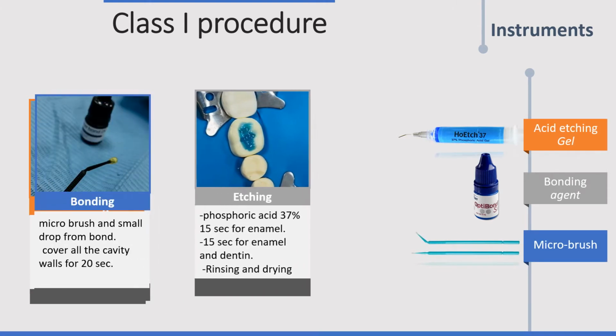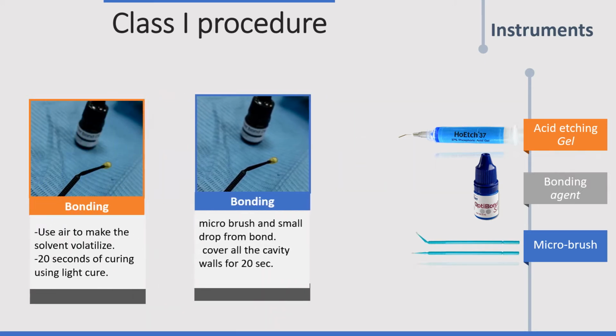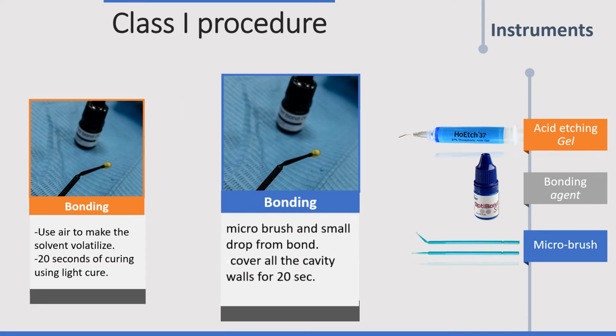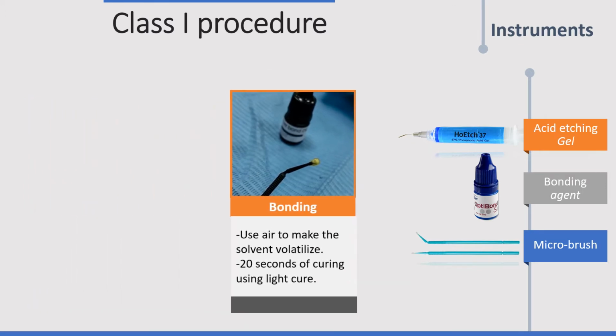Using phosphoric acid of 37% concentration for 30 seconds on enamel and 15 seconds on dentin, and rinse it, then dry it up. Bonding is also applied by micro brush, left for 20 seconds, and must cover all cavity walls. Then light cure for 20 seconds.